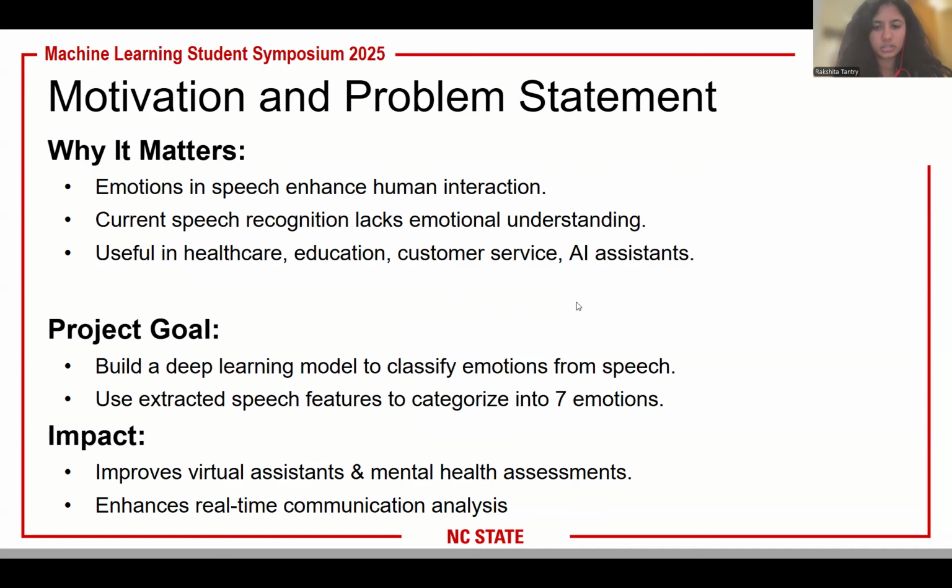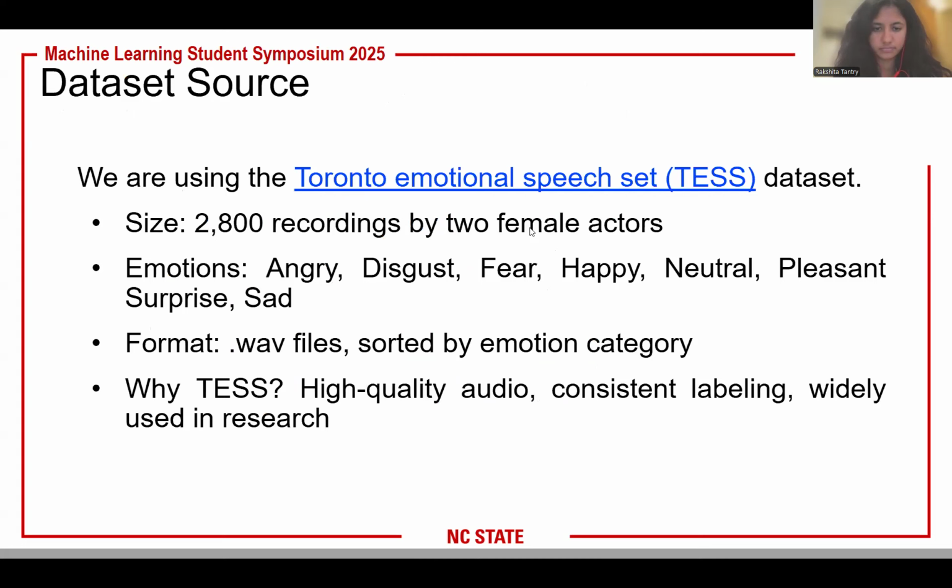Our goal is to build a deep learning model that can classify emotions from speech. We focus on 7 emotions and aim to establish a baseline model that will guide future improvements.